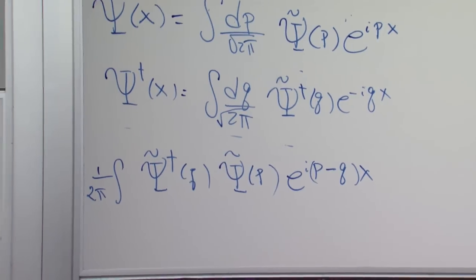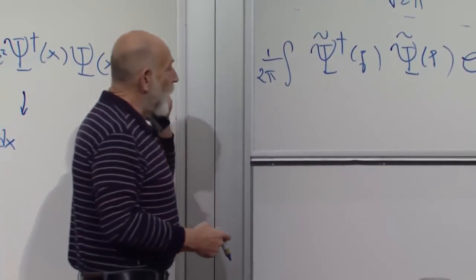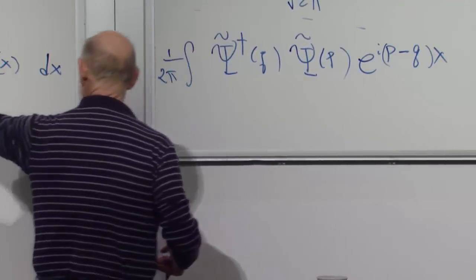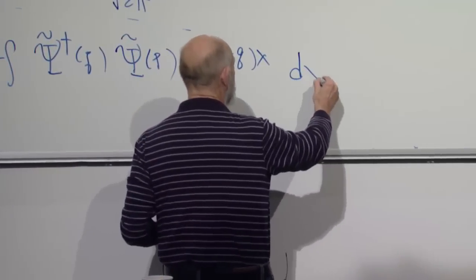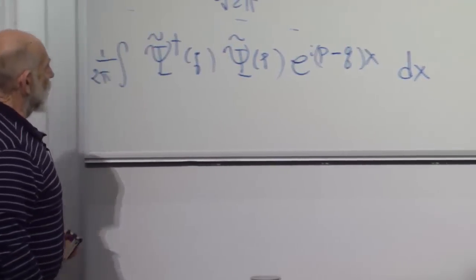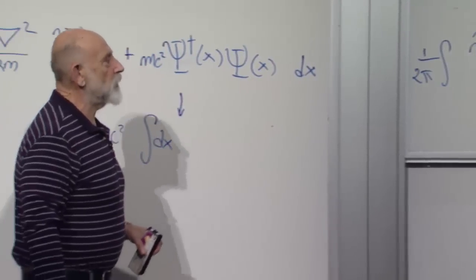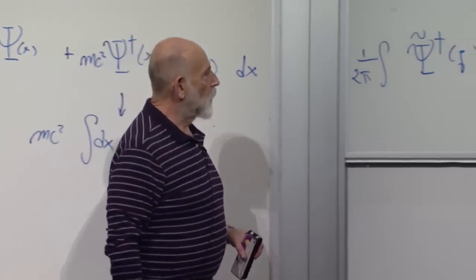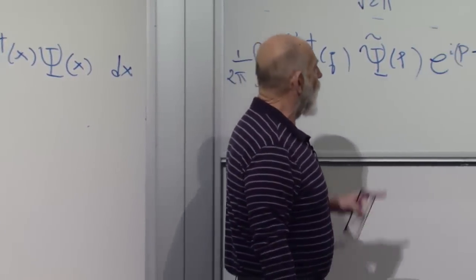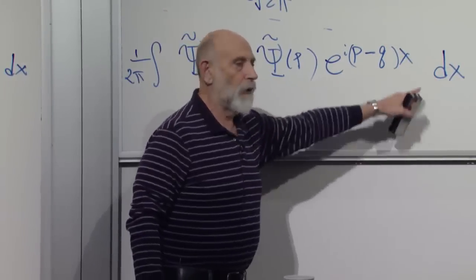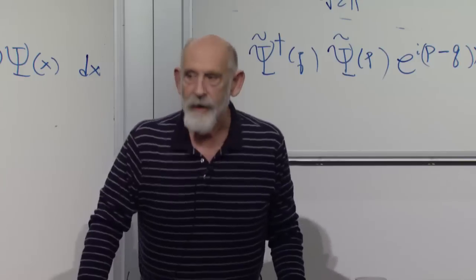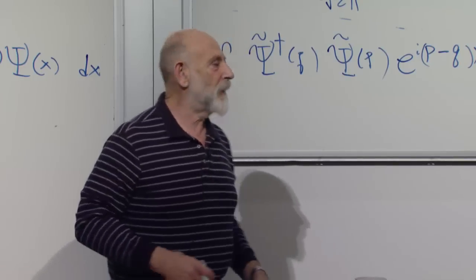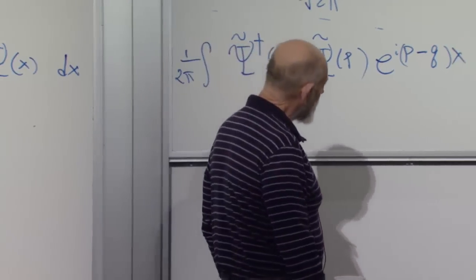Question? No? Okay. And then we integrate over x. This instruction here is to integrate over x. Does anybody remember what you get when you integrate e to the i something times x over x? A delta function.